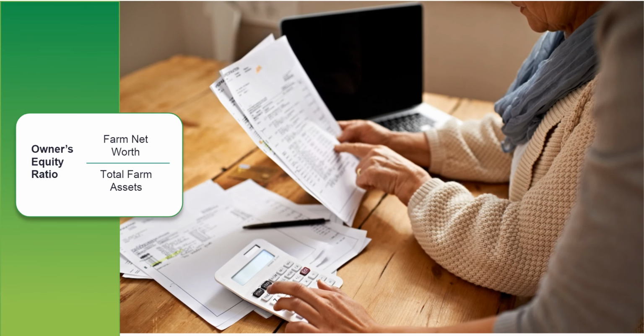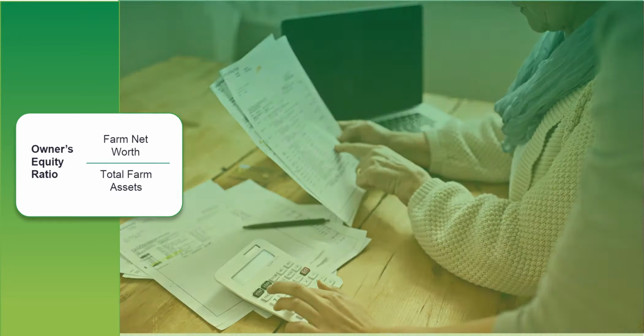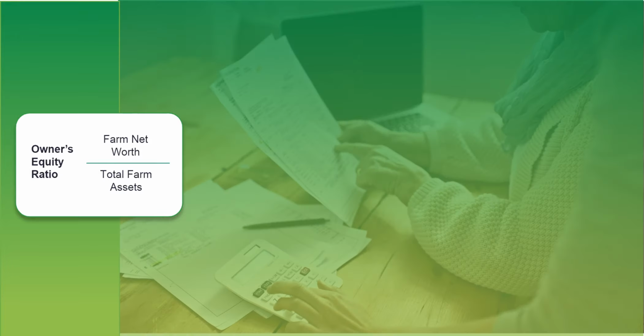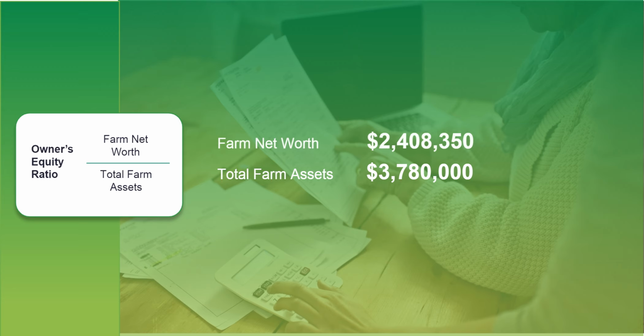The equity to assets ratio, also known as owner's equity, measures solvency. The owner's equity reveals what percentage of your farm's total assets actually belong to you. For example, if your total farm assets are $3,780,000 and your farm net worth is $2,408,350, your equity to farm asset ratio is $2,408,350 divided by $3,780,000, which equates to 63.7%.